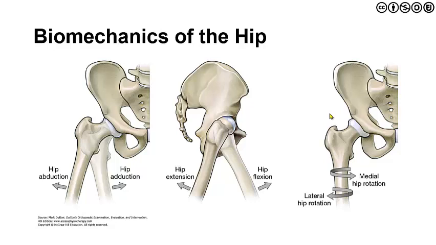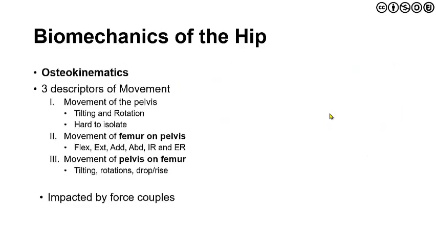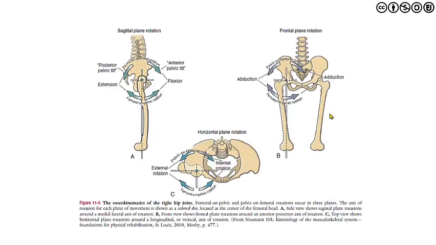And then finally we see medial and lateral rotation, otherwise referred to as internal and external rotation. The osteokinematics are a way to describe the movement. We can talk about movement of the pelvis. We can talk about the movement of the femur on the pelvis, or we can talk about the movement of the pelvis on the femur. We have tilting, we have anterior and posterior rotation of the pelvis on the femur. If we're talking about movement of the femur on the pelvis, that's what we just talked about, right? And all of these are going to be impacted by force couples from the various muscles that attach to and surround the joints.